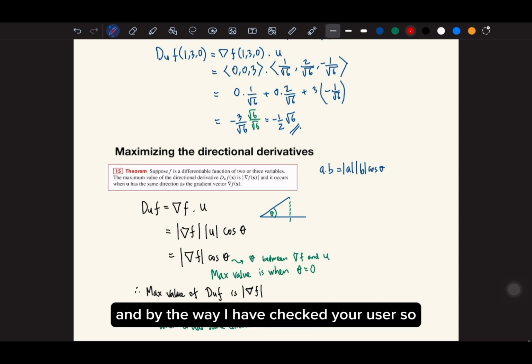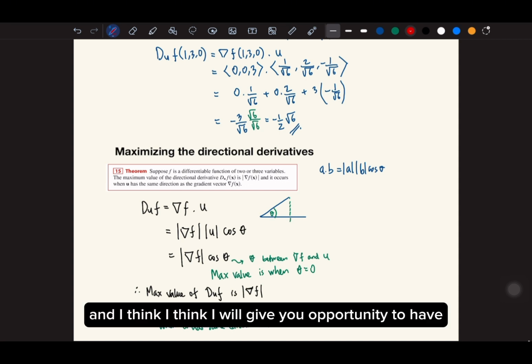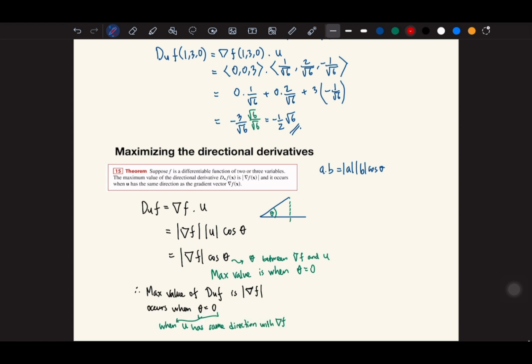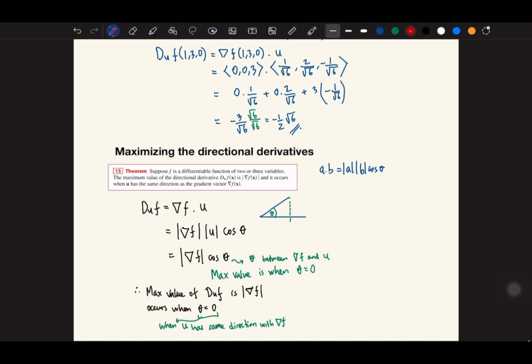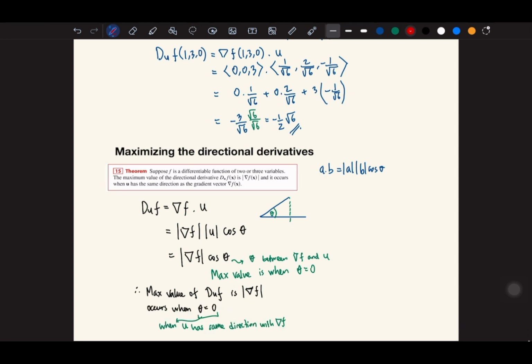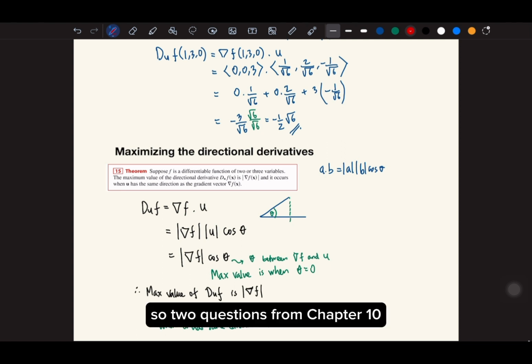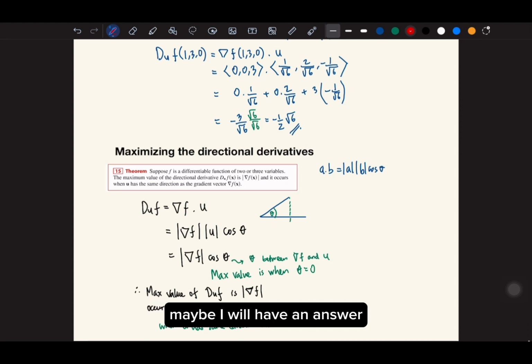And by the way, I have checked your midterm, so you can check later. And I think I will give you the opportunity to have a makeup midterm. Next week I will not be here, but I will have my TA set up the makeup midterm. I will just write some questions, maybe only 3 to 4 questions, so maybe it only needs 1 hour. Okay, 1 hour. So 2 questions from chapter 10, 2 questions from chapter 11. By default, maybe Wednesday morning. I will have an announcement later.